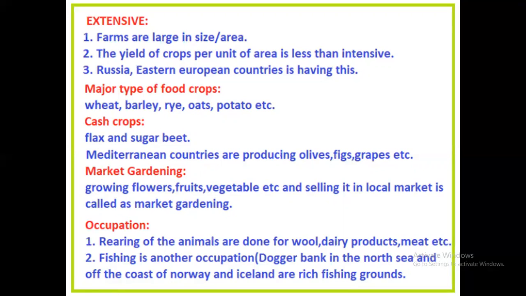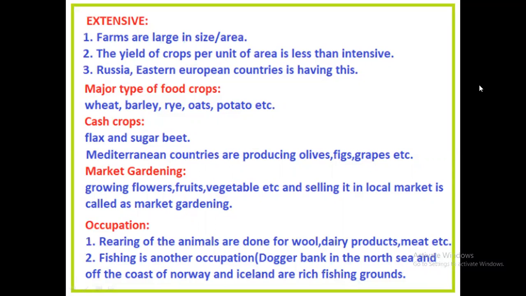Now I am repeating this slide again. In the case of extensive, the farms are quite large in size. The yield of crops per unit of area is less as compared to that of intensive. The places where it is practiced are Russia, Eastern European countries, etc. The major food crops are wheat, barley, rye, oats, potato, etc. Cash crops, again I am revising, are sugar beet and flax. Mediterranean countries produce olives, figs, grapes also.